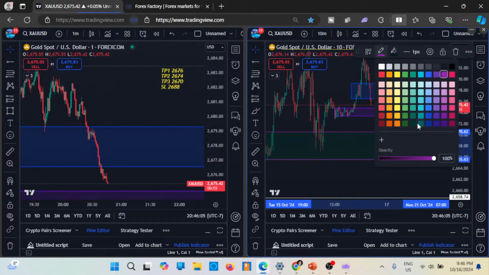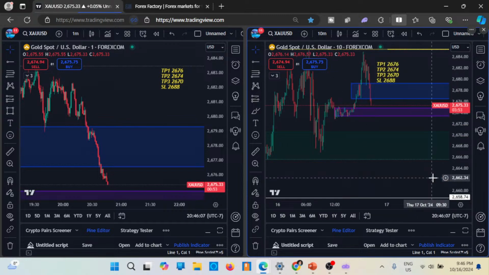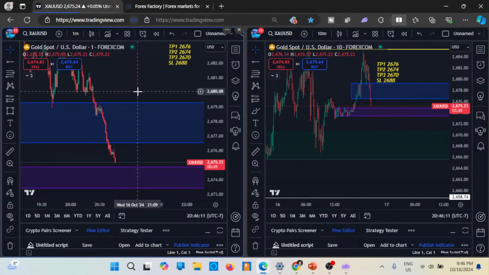Okay, let me make this green. Let me know which one you're talking about, okay? Damn, gold is still dropping. Crazy. Still dropping. Okay.